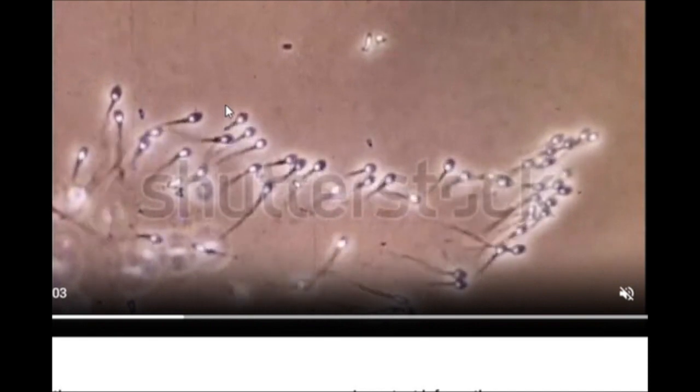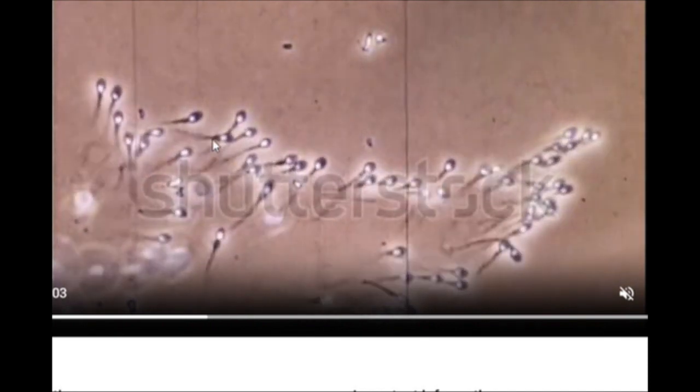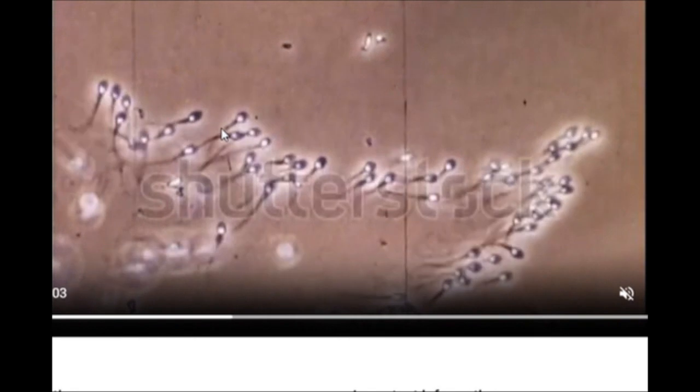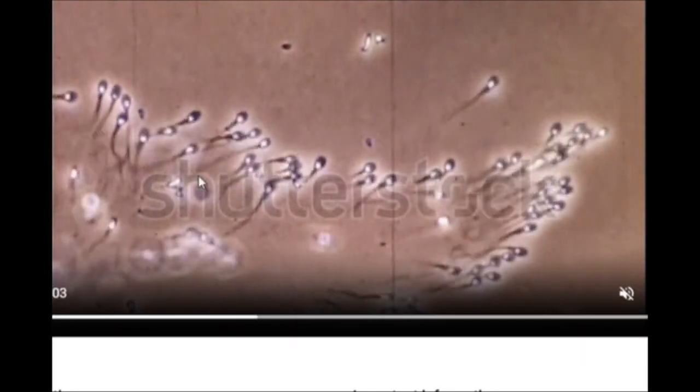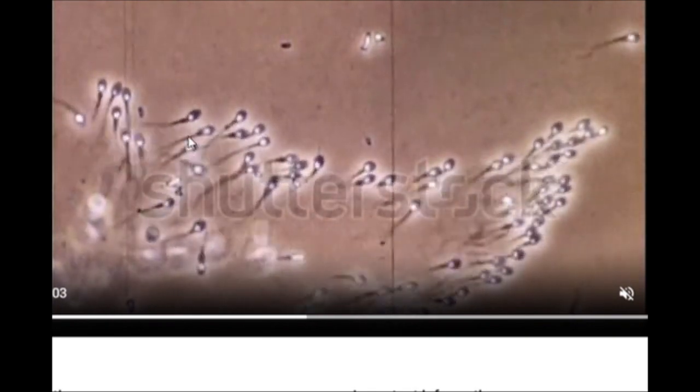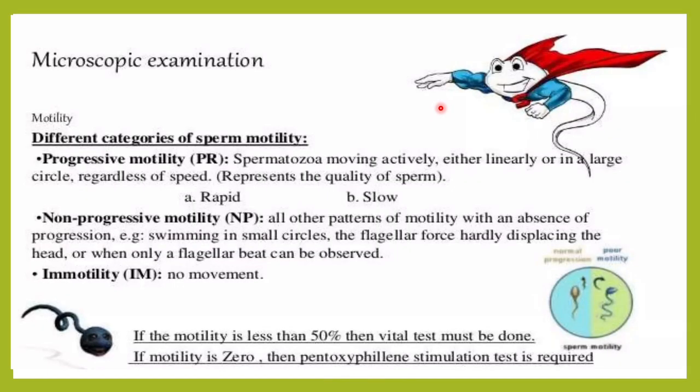Here you can see some sperms which are not progressing, the non-progressive sperms. Only their tails, the flagella, are moving, and the head is not moving. Even if the head is moving, the displacement is less than 5 micrometers. So these are the non-progressive sperms, where only the tail or flagella is moving and they are not progressing at all. These different categories of sperm motility have to be mentioned in the report.